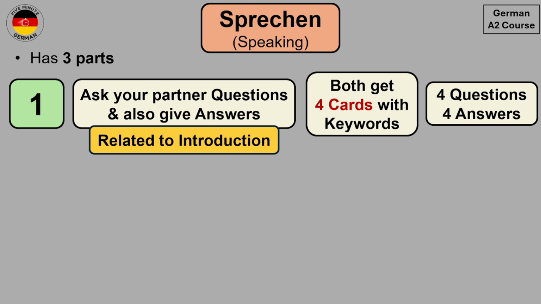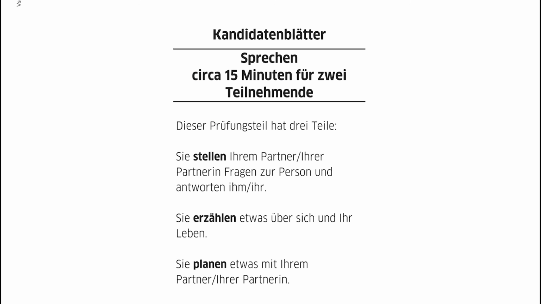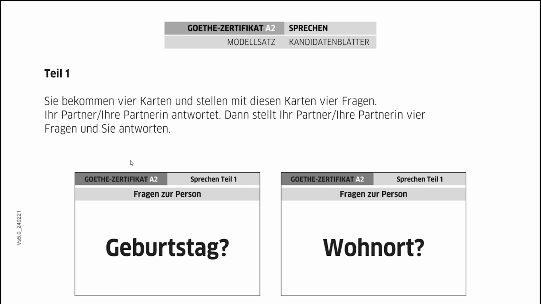And one more important point over here is that both you and your partner will get different cards. So the keywords that will be written on your card will be different from the keywords that will be written on your partner's card. So let's take a look at an example. So here we are on the Sprechen part, and over here they have given you some information about the different parts, but we will take a look at them separately. So we go to Teil 1, and you see over here they have written that you will get 4 cards, and then you have to ask your partner questions, and after they have answered, then they will ask you questions, and then you have to answer.